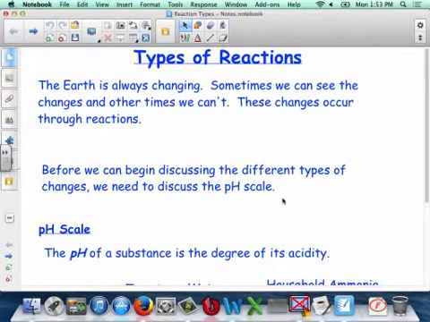Alright, so guys, as we're looking at today's lesson, we're looking at a lot of different aspects of this. We're looking at some different types of reactions, some of the definitions you guys will need to know. We're looking at acids and some bases. And so if we're talking about acids, it might be a good time to review what the pH scale is. And so as you guys can see up here, by the definition, pH is the degree of its acidity.